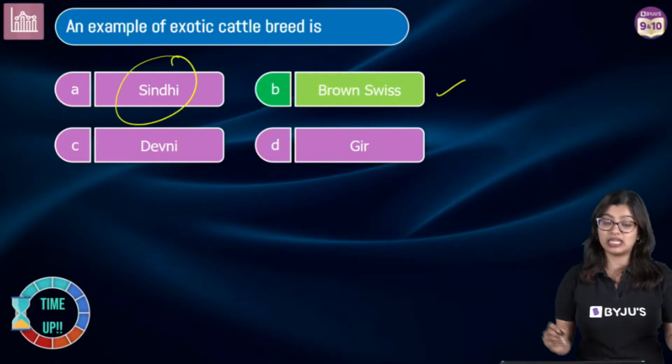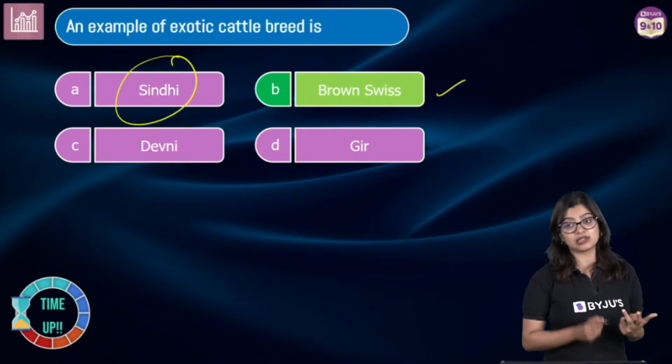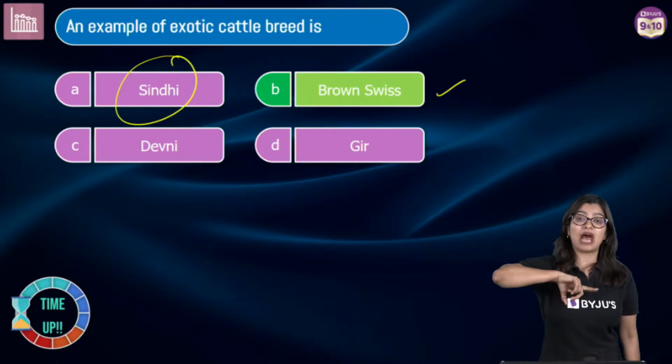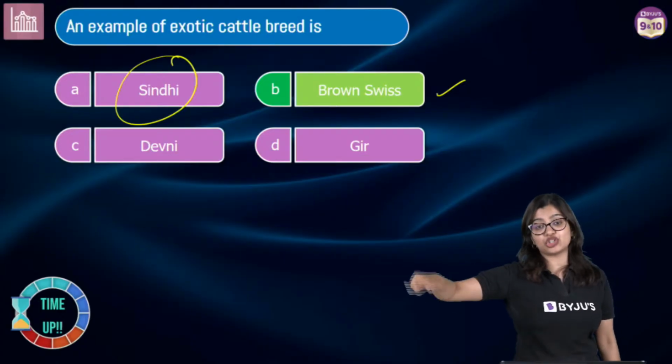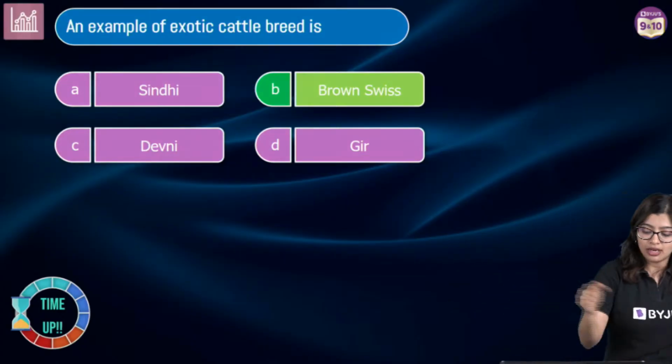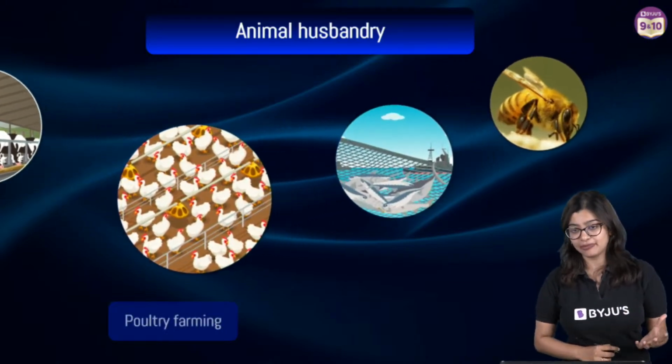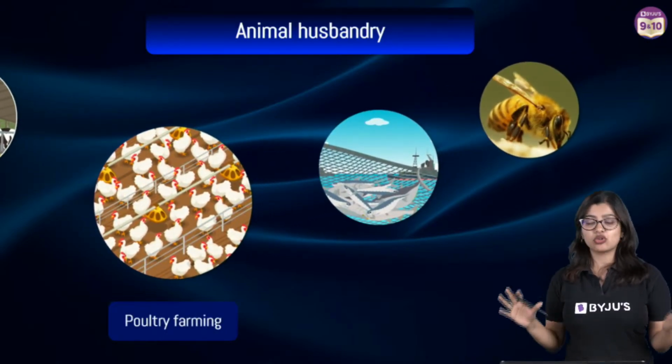Because Sindhi, Devni, Gir are all examples of your indigenous variety, while Brown Swiss is an exotic variety which is imported. Now we will move on to the next one, which is going to be poultry farming. See, poultry farming is also very simple.